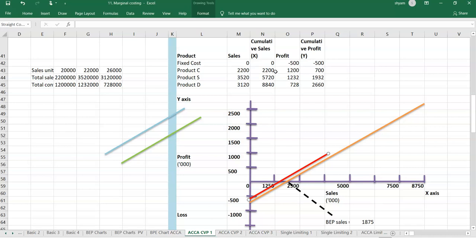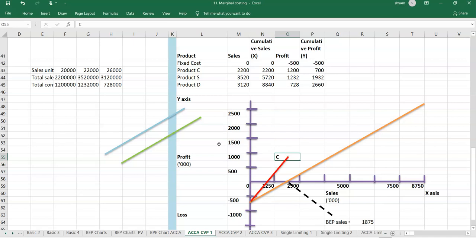Now, what's the next point? What's the ending point for this line? The line from here moves on to a sales of 2,200. So 2,200 should be somewhere here. And it makes a profit of 700. So 700 should be here. So we'll make the origin point correct. So this is for product C, right? This is for product C.